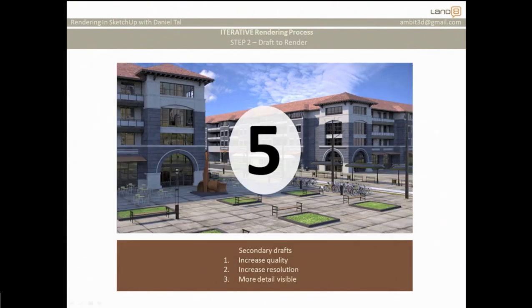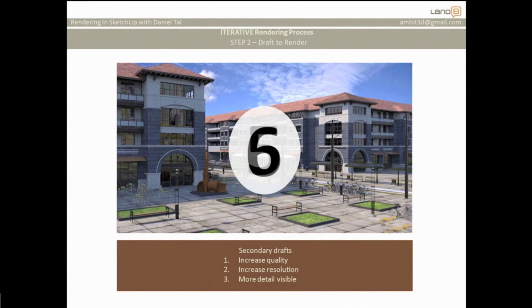Then I get to my secondary drafts. In this case, I've increased the quality, I've increased the resolution, and there's more detail available. So I have the sculpture visible, I have my table and chairs visible. All are high polygon, so they do make a difference in terms of impacting render times. And this might seem like it's complex, but it's not. Really, the key to it is making sure your SketchUp model is organized with layers and everything's layered correctly.